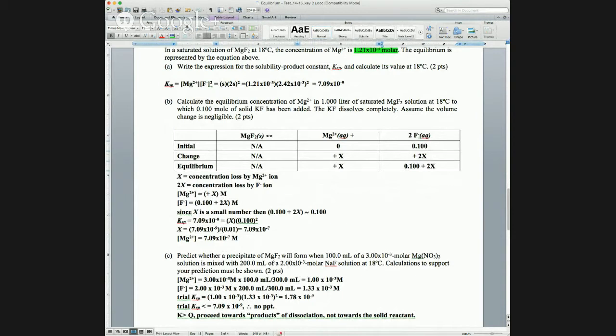So in the test, they're asking for the equilibrium concentration of Mg2+. So once it's reached equilibrium, what's that concentration of Mg2+? And so you can see a whole lot of work right here. And you know what? I'm gonna do this on the bamboo paper because I think that it'll be an opportunity for me to explain it a little bit clearer.